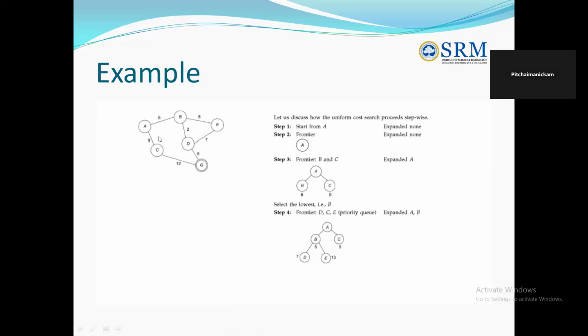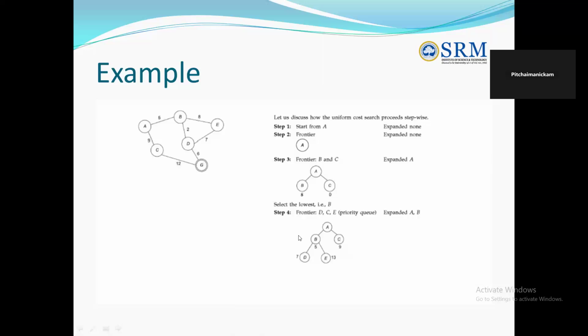Next one is A to D. A to D is 5 plus 2, which is 7. You just note it, and A to C is 9. So you have three different options: the first is A, B, D as one path, A, B, E as another path, and A, C as the third path.